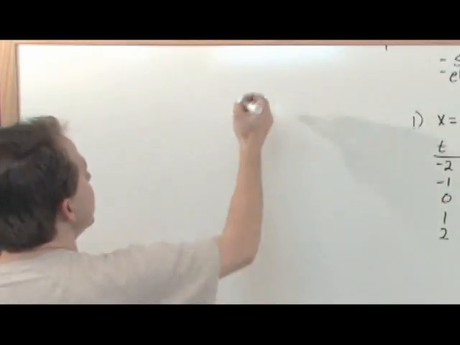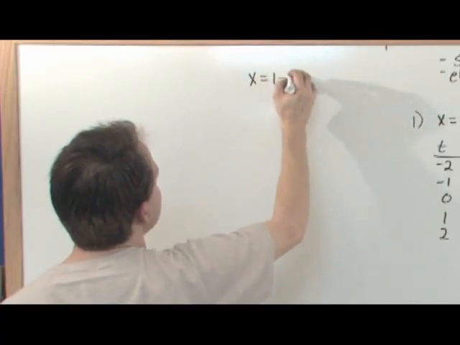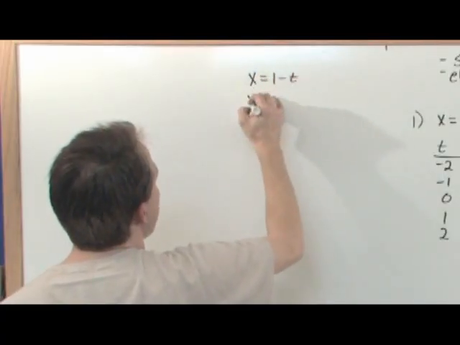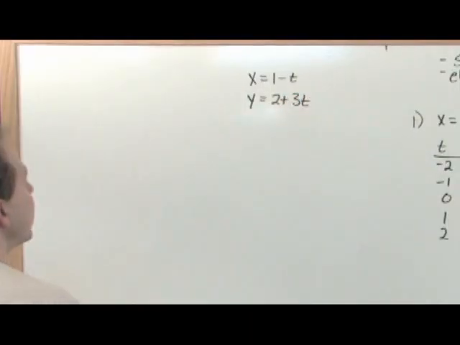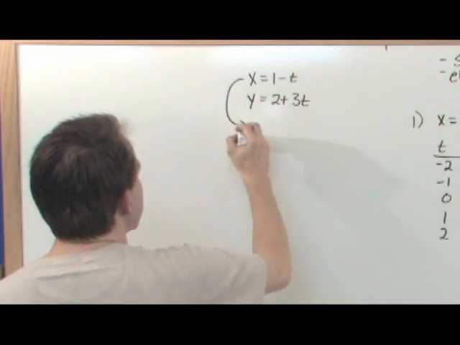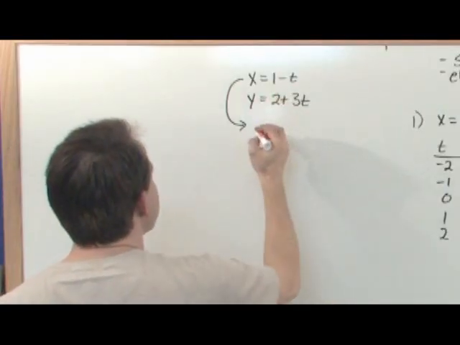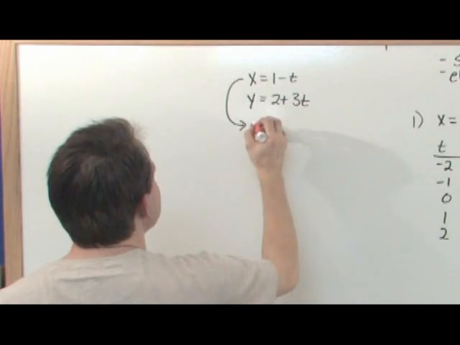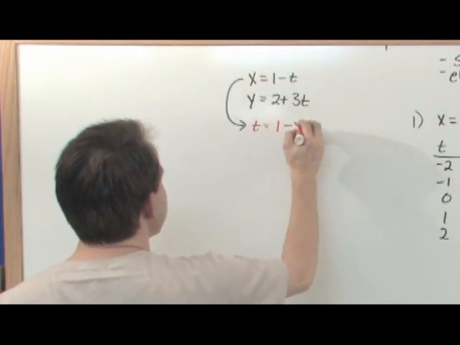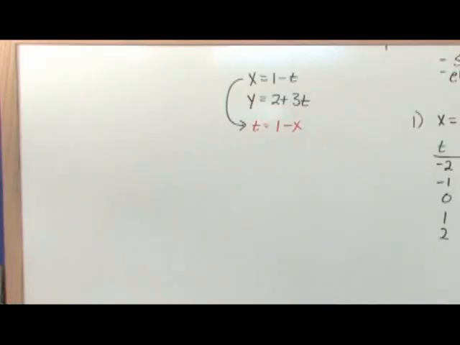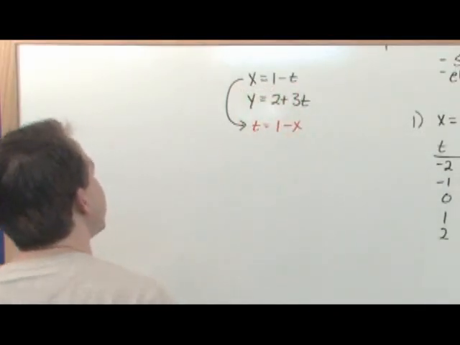The two parametric forms were x is equal to 1 minus t, and y is equal to 2 plus 3t. So what I'm going to do is solve this one for t. This is like what I said I was going to do before. Solving for t, I'm going to have t is equal to 1 minus x. Make sure you agree with that. Basically, you take this t, you move it over here. You take this x, you move it over here. So it's going to be 1 minus x.